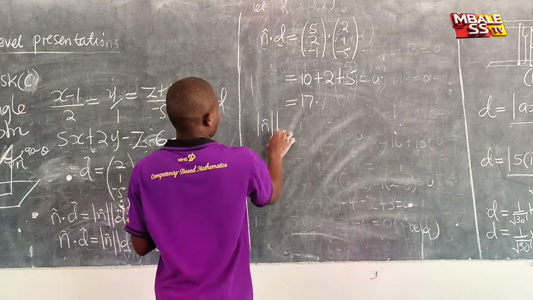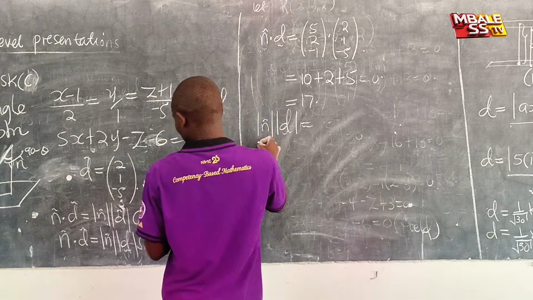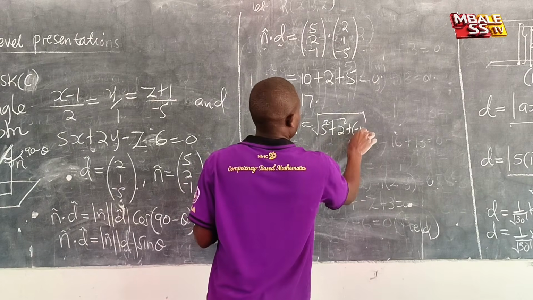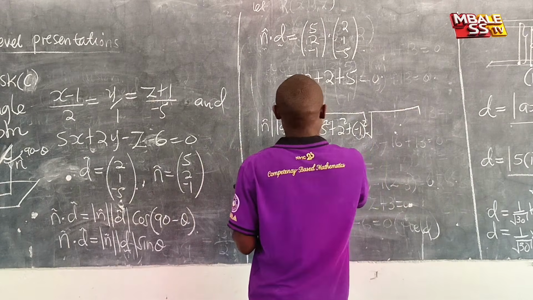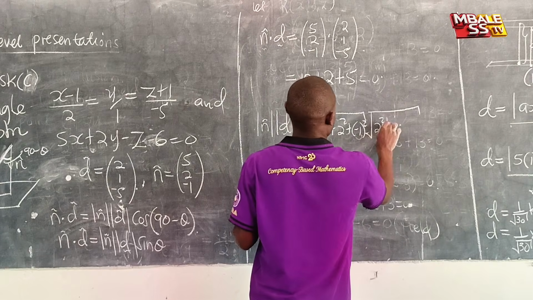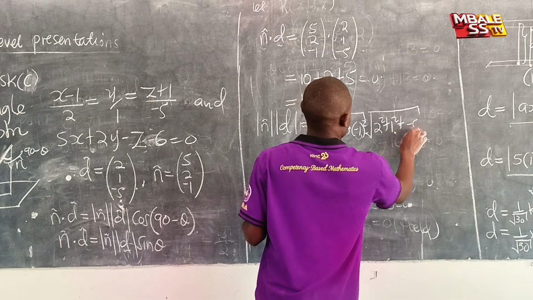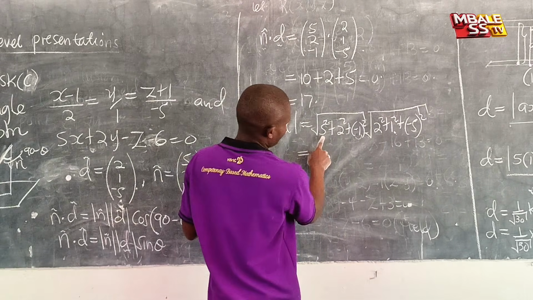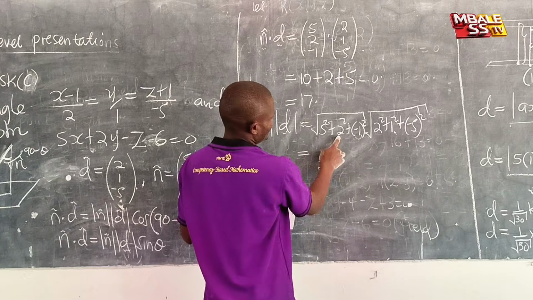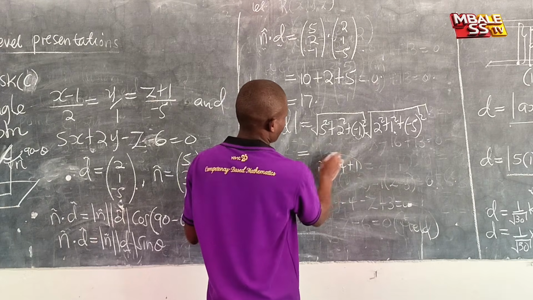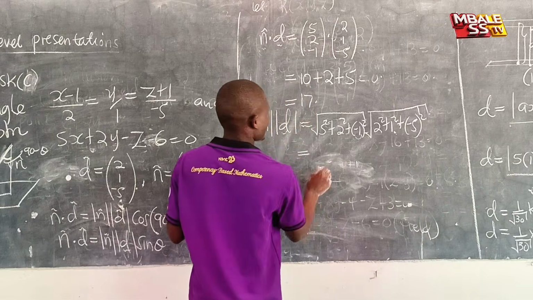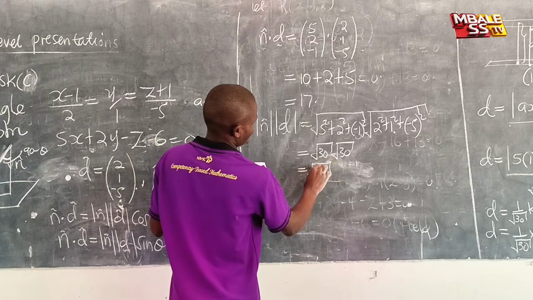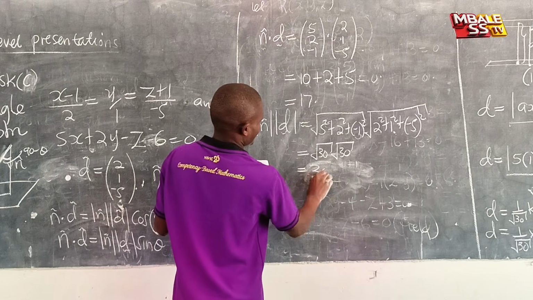The magnitude of n times the magnitude of d. The magnitude of n is going to be the square root of 5 squared plus 2 squared plus negative 1 squared, times the magnitude of d, which is the square root of 2 squared plus 1 squared plus negative 5 squared. 5 squared is 25, 2 squared is 4, 1 squared is 1, so together is 30. This is also 30. So this is root 30 times root 30, which simplifies to 30.